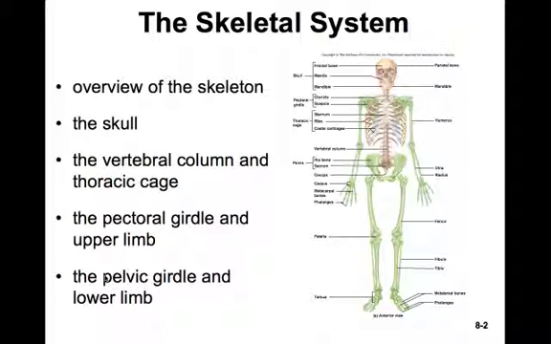Now we're going to be learning a lot of different features on the bones, not only the names of the bones. And these features are really important because they're acting as sites for muscle attachments, and they'll help you understand how the muscles attach and have their actions on each of the joints when we get to that chapter.